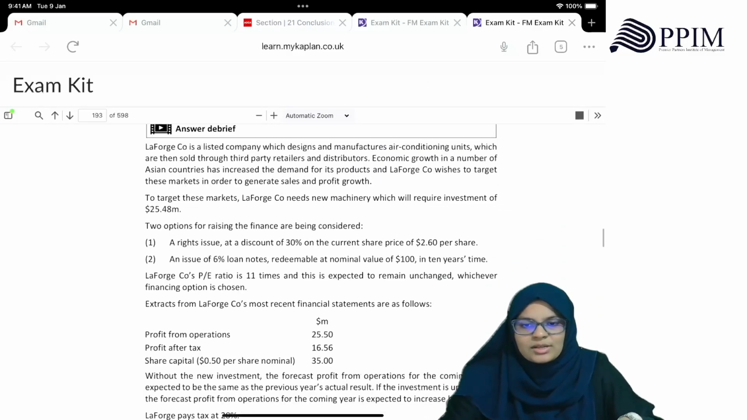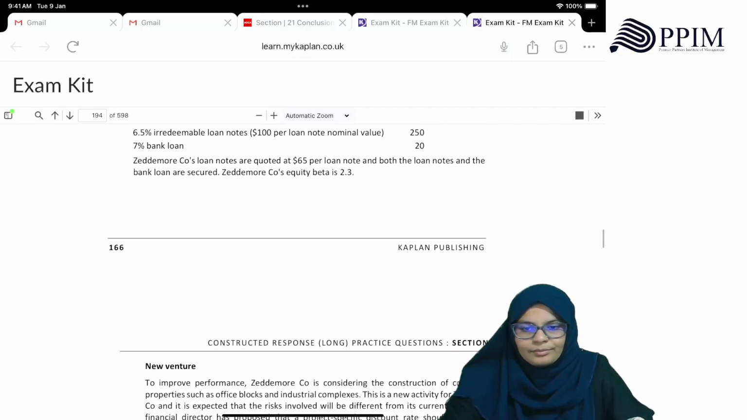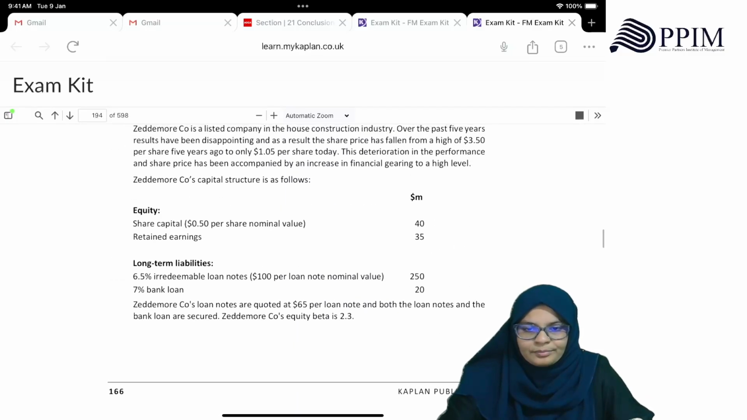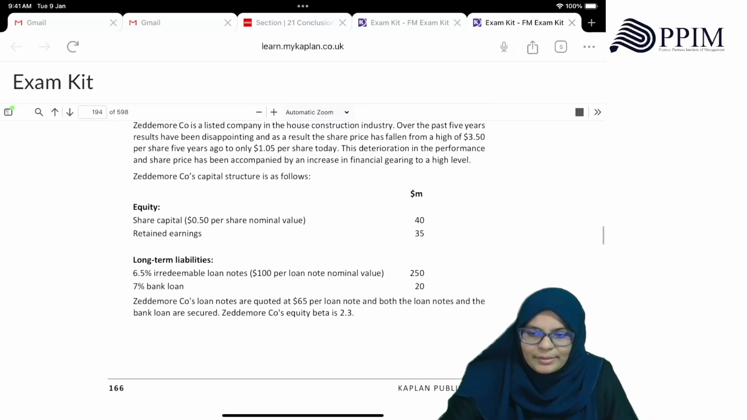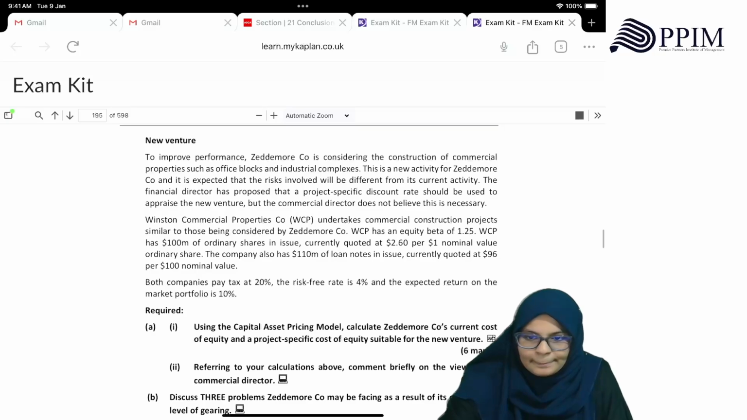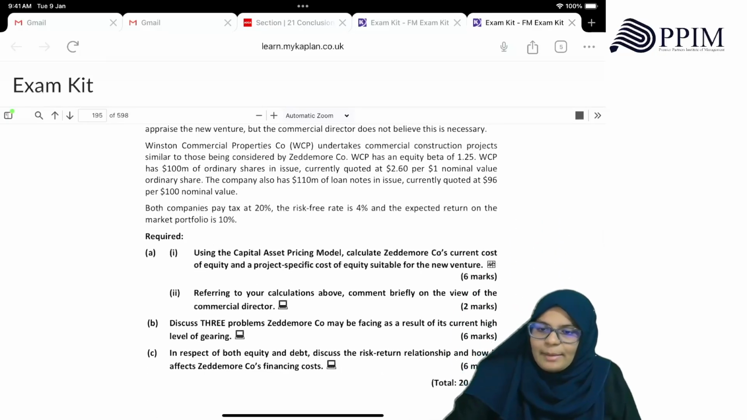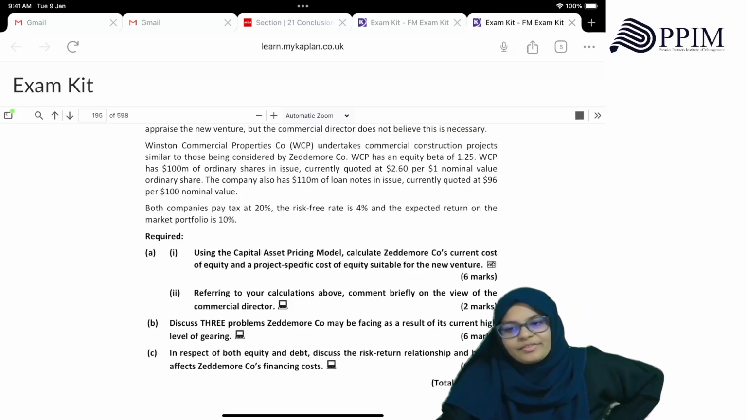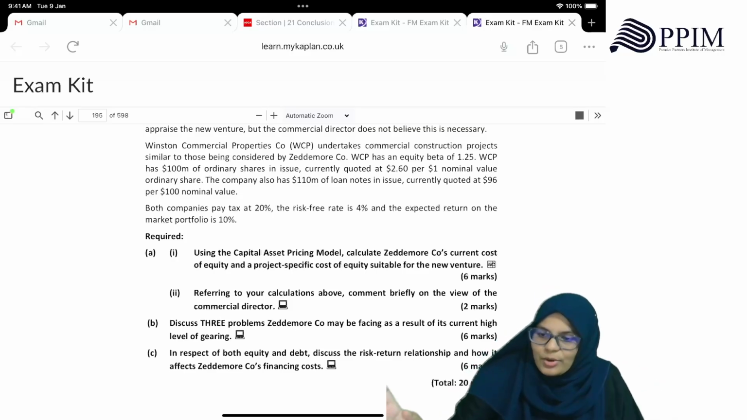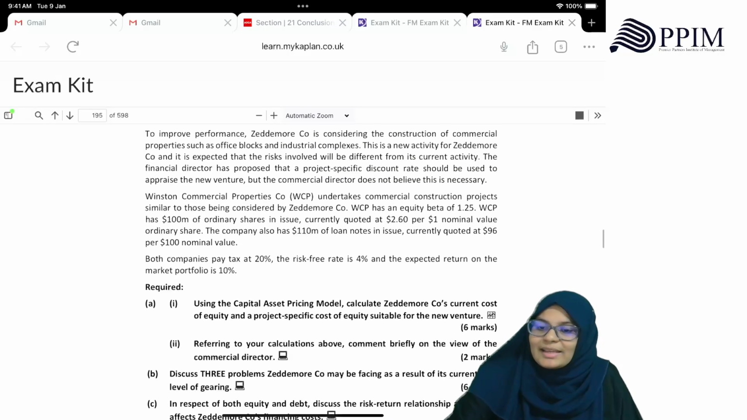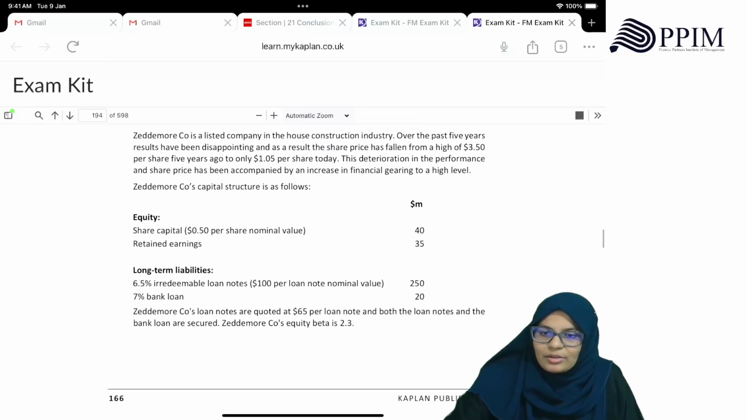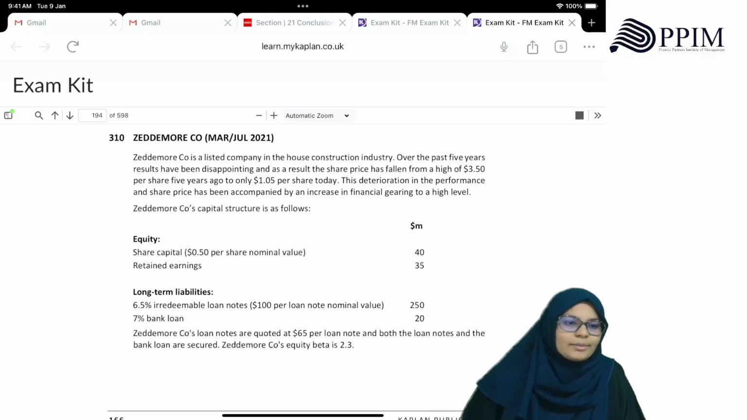Now let's do Z. Read through it and the requirement. I'll just go through the requirement. Using the capital asset pricing model, calculate their current cost of equity and project specific cost of equity suitable for the new venture. So they want the KE currently plus a project specific cost of equity as well. So most probably they are going to invest in an area of business where they are not currently in. So that's why they need a project specific cost of equity, right? Right, have a go, read through it and try A part.